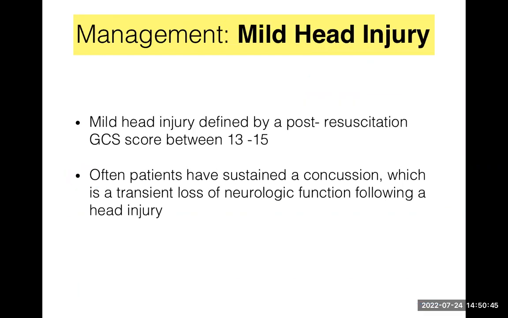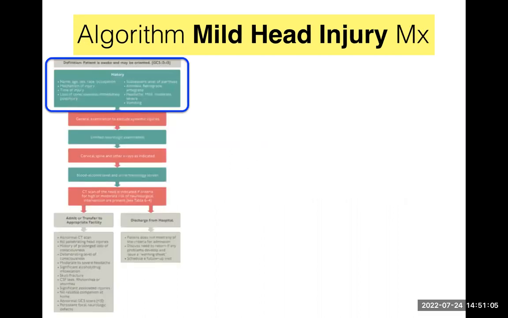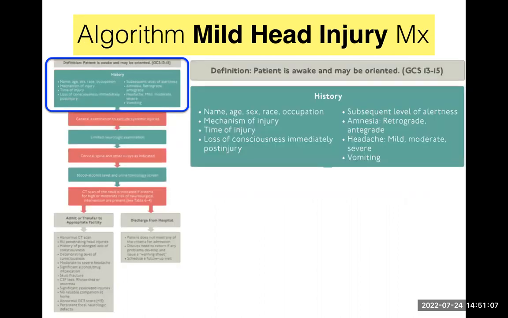We go to the next part, the management of mild head injury, with a GCS score between 13 to 15. Often, patients have sustained a concussion, which is a transient loss of neurologic function following a head injury. All right. Definition of a mild head injury is a patient that is awake and may be orientated with GCS of 13 to 15. For the history, you have to elicit all these, right?